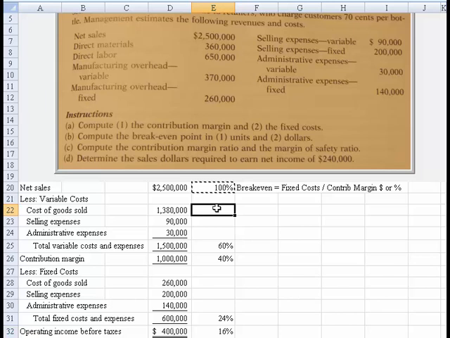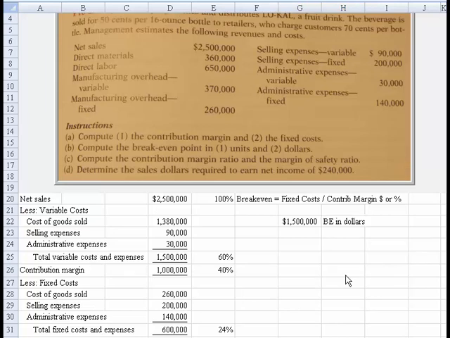All right, but having done all that, we can then solve the break-even point by taking the fixed cost, which are 600,000, and then dividing it by the contribution margin percentage, which is 40%, and we come up with $1.5 million. Now, if we're dividing dollars by a percentage, the answer is in dollars, right? So that is our break-even in dollars.